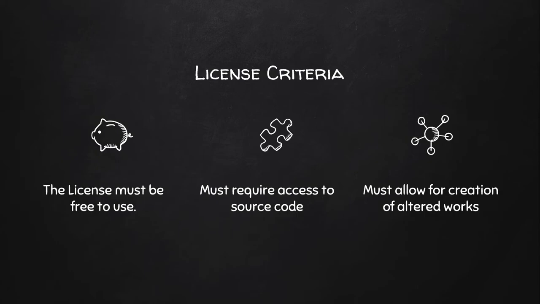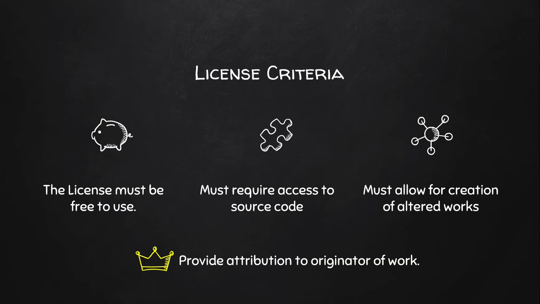And one thing that all the open source licenses have in common, they do these first three things differently, among other criteria, but what they all pretty much do is guarantee that if anyone takes your code, they have to provide attribution back to you. So they have to say, I didn't create this, this really smart person did, I'm just using it.